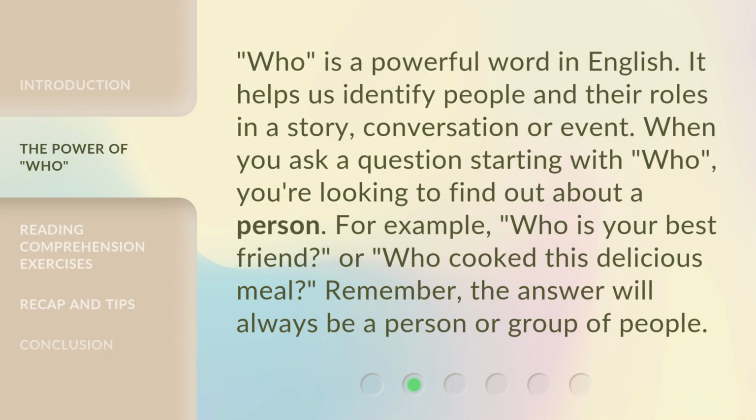Who is a powerful word in English. It helps us identify people and their roles in a story, conversation, or event. When you ask a question starting with who, you're looking to find out about a person. For example, who is your best friend? Or, who cooked this delicious meal? Remember, the answer will always be a person or group of people.